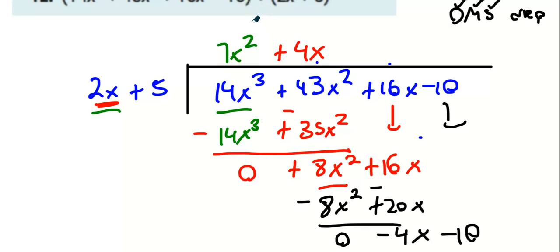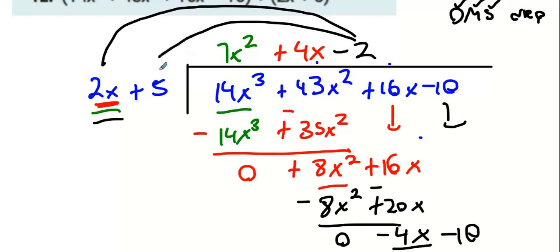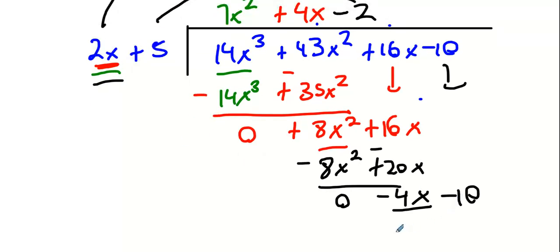Divide 4x by 2x. Minus 4x divided by 2x. What do you get? Plus 2 or minus 2? Minus 2. Multiply them now. What do you get when you multiply? Yeah. Minus 10, yeah. Minus when you change it. And then the answer. All right.